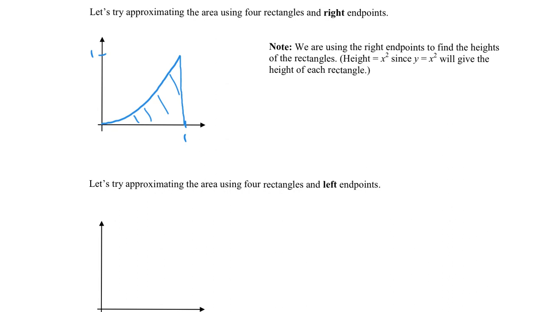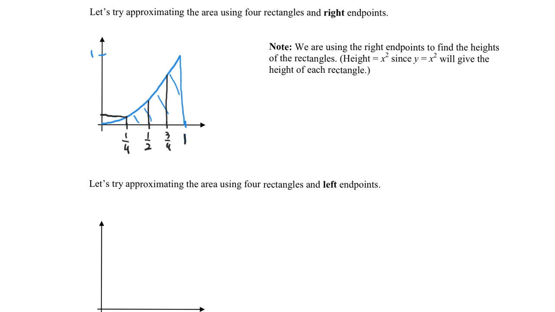And we'll break up the number line. So there's 1/2, 1/4, 3/4, and then 1. And it says using 4 rectangles and right endpoints. So what that means is we're going to think of this as coming straight up here. So for this first rectangle, here's the left endpoint, here's the right endpoint. We're going to use a right endpoint and just bring this straight across.